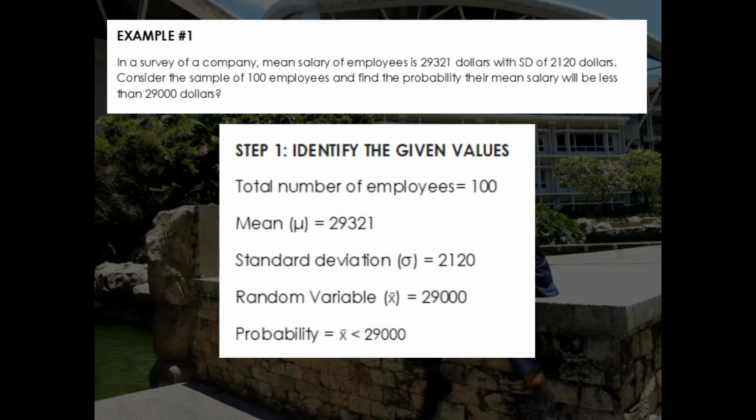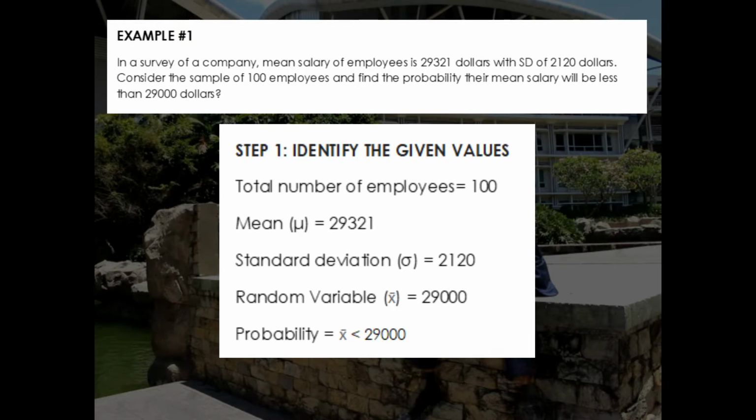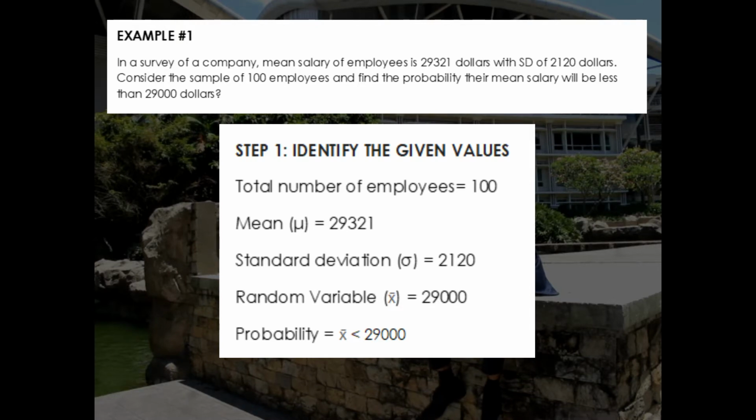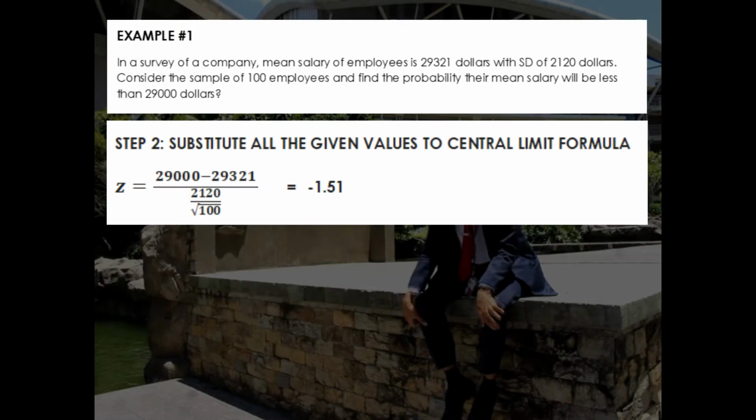Step 1. Identify the given values. Total number of employees 100, mean 29,321. Standard deviation 2,120. Random variable 29,000. Probability X is less than 29,000. Step 2. Substitute all the given values to central limit formula, which will be the answer is negative 1.51.